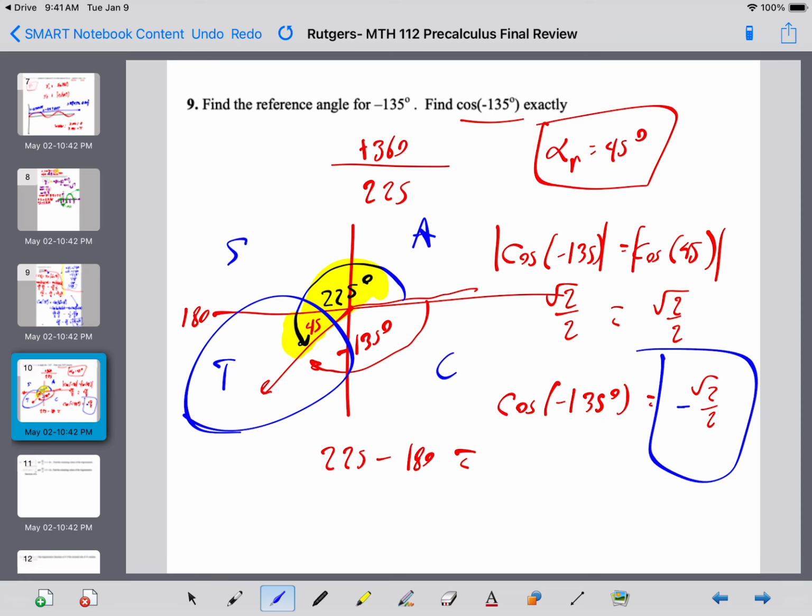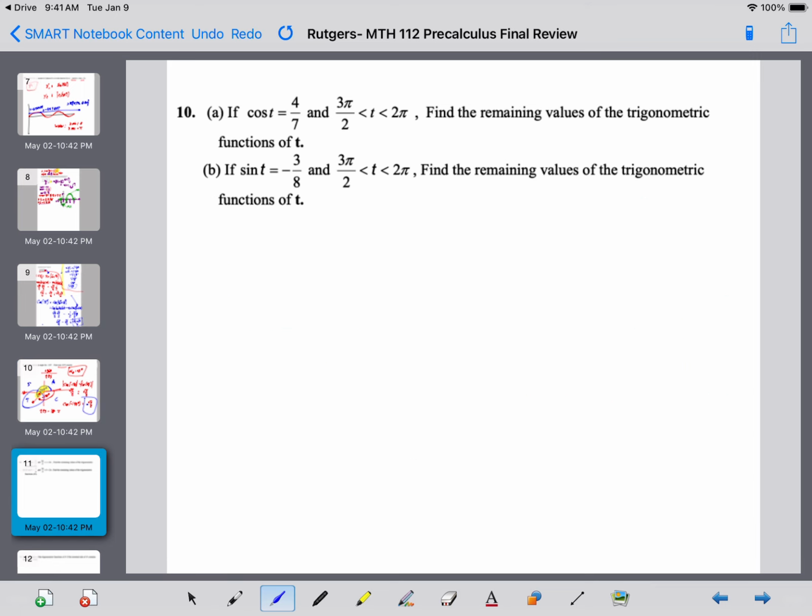Okay? And now lastly, for question 10, it says if cosine of t equals 4 over 7, and it's in between 3 pi over 2 and 2 pi, which means that it's in quadrant 4, find the remaining values of the trig functions of t, so the terminal ray. Or no, the angle. Yeah, the terminal angle. Okay, the angle created by the terminal ray.